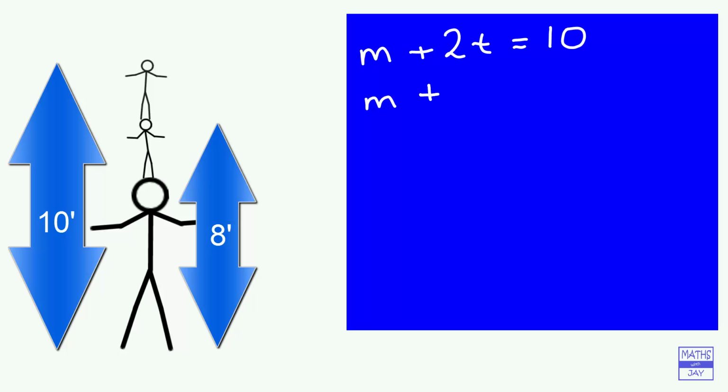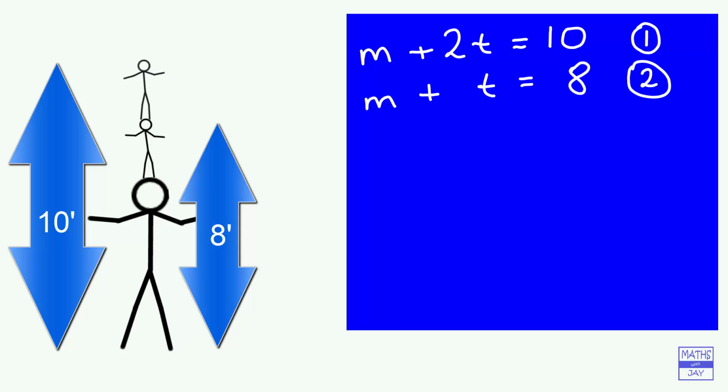Now, when we're doing simultaneous equations, it's always a good idea to number the equations so that we can explain what we're doing by referring to them. So we'll label the first one 1 and the second one 2. And, just as with the diagrams, we can see that we can subtract the second equation from the first.